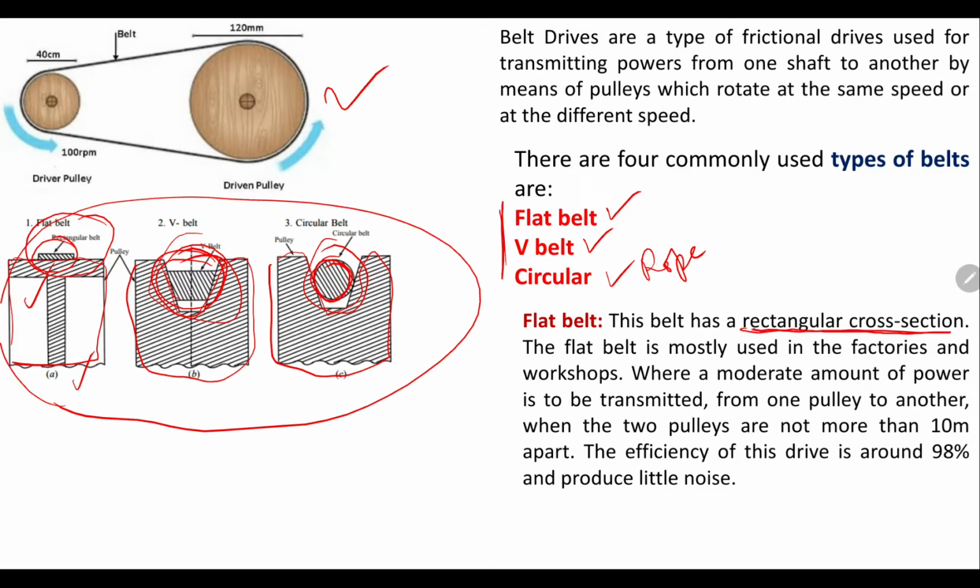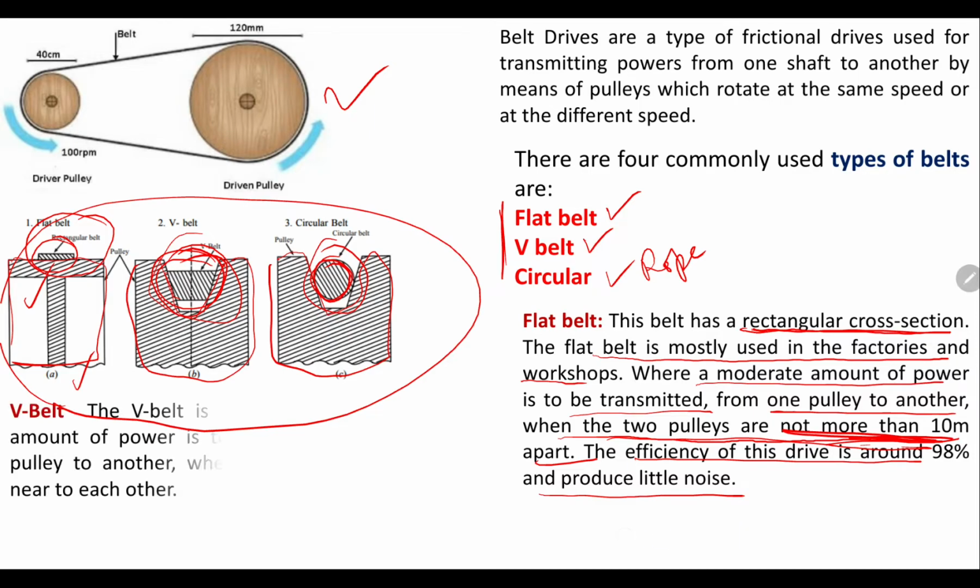The flat belt is mostly used in factories and workshops. So where is the application of flat belts? We will find the application of flat belt in factories and workshops. And what is the condition? Where a moderate amount of power is to be transmitted from one pulley to another pulley when the two pulleys are not more than 10 meter apart. This is the condition given for the flat belt application, and the efficiency of this drive is around 98%, and it produces very little noise.